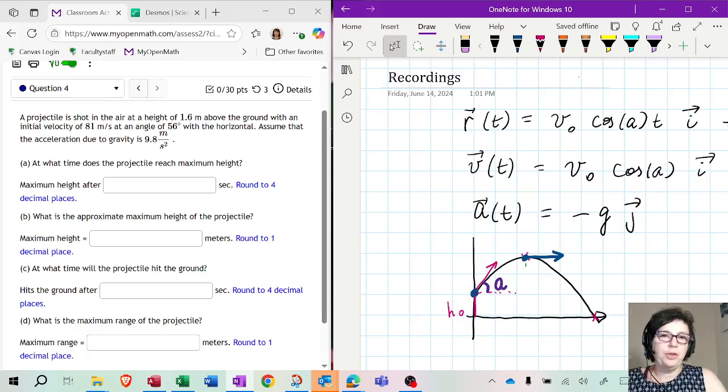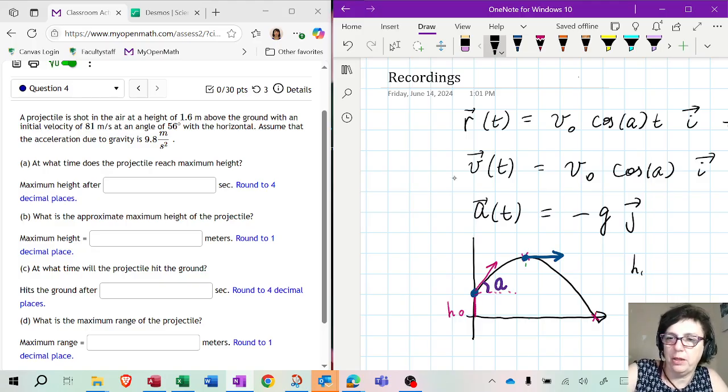Okay, guys, in this video, we are going to take a look at projectile motion. And this time, what happens is that the projectile is not shot from the ground. It's actually shot from some height, and it's equal to 1.6. So here on my picture, the 1.6 is going to be what's called h sub 0. So I'm going to write that down. So h sub 0 is 1.6 meters.